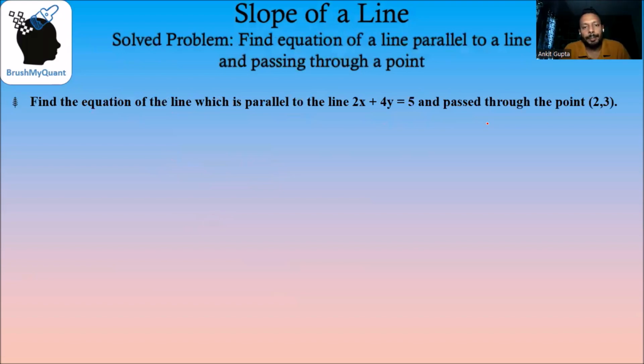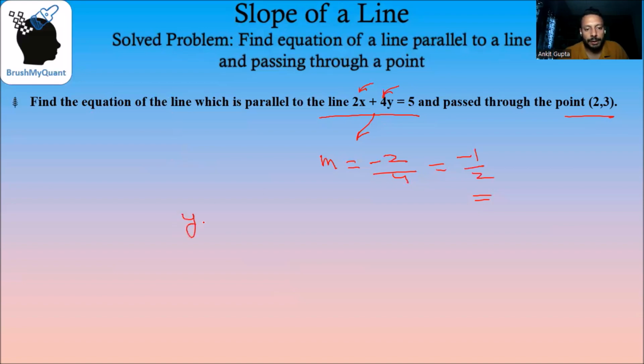Now find the equation of a line parallel to a line and passing through a point. We need to find the equation of a line which is parallel to the line given by 2x plus 4y is equal to 5 and passes through the point (2, 3). Since the line is parallel to 2x plus 4y is equal to 5, the slope will be the same as the slope of this line. The slope of this line m will be given by minus of the coefficient of x, which is 2, divided by the coefficient of y, which is 4. So slope will be equal to minus 1 by 2. Since the other line is parallel to this line, the slope will also be equal to minus 1 by 2. And it is passing through this point, right?